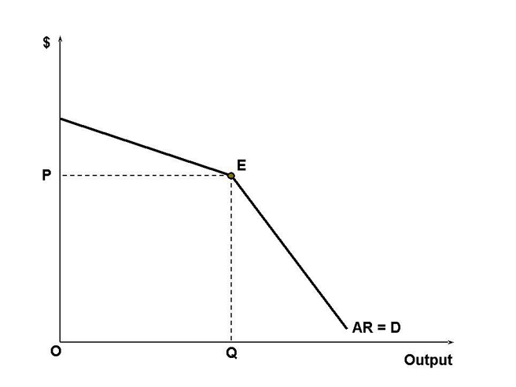RT equals Q1 times (M minus Q2 minus Q1), which equals M Q1 minus Q1 Q2 minus Q1 squared. The marginal revenue function is RM equals the partial derivative of RT with respect to Q1, which equals M minus Q2 minus 2 Q1.